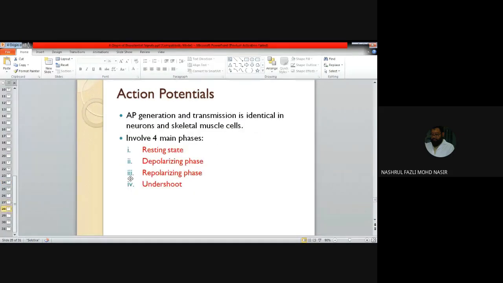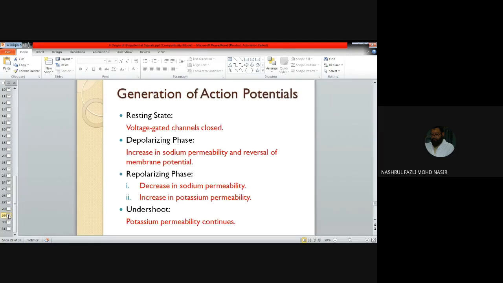Action potential generation and transmission is identical in neurons and skeletal muscle cells. It involves four main phases: resting, depolarizing, repolarizing, and undershoot. So it tells you how it is generated and how it is transmitted. Let's see the explanation for those four phases.